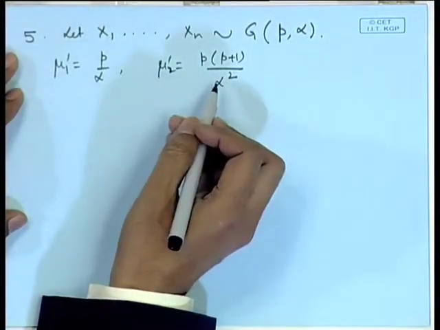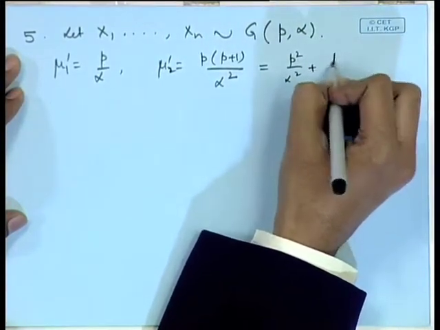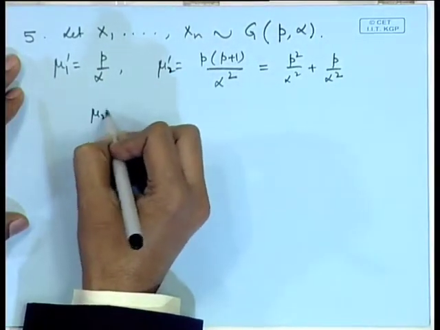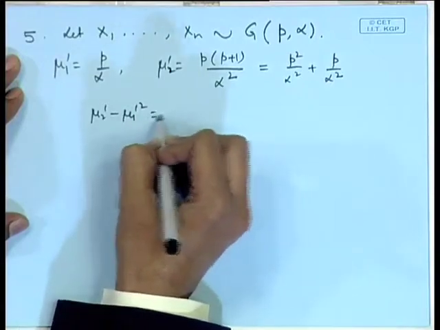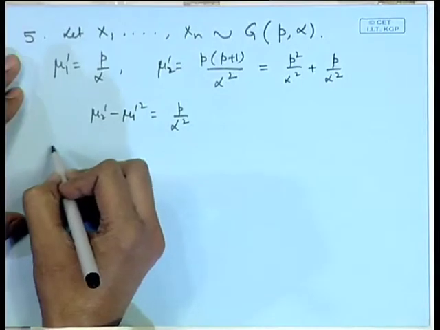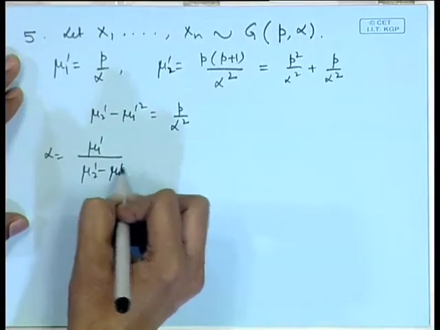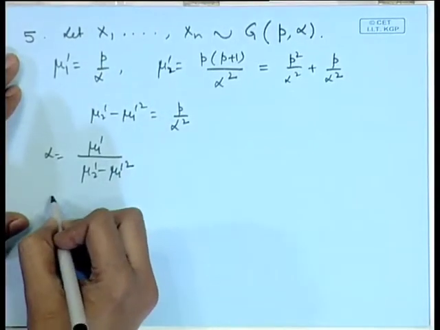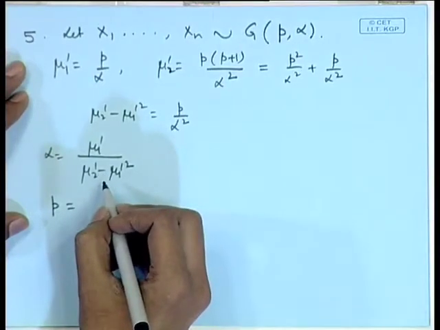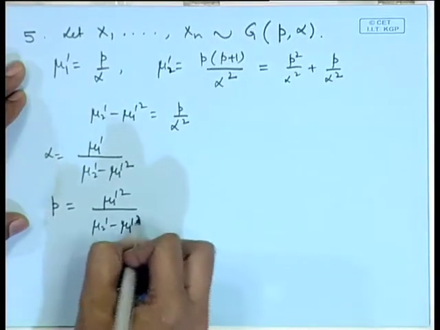So, once again if we want to solve it, we will get it as p square by alpha square plus p by alpha square. So, mu 2 prime minus mu 1 prime square is equal to p by alpha square. Let us take the ratio here. So, alpha is equal to mu 1 prime by mu 2 prime minus mu 1 prime square, and therefore, p is equal to mu 1 prime square by mu 2 prime minus mu 1 prime square.